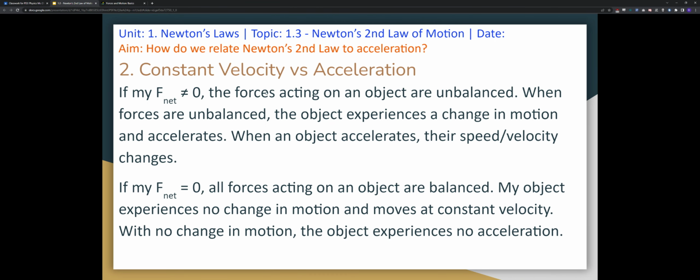All right, let's go back to this. Here is a summary of what happens when your F net is not equal to 0 and when your F net is 0. Feel free to pause the video to read the entire thing because I'm not going to repeat it. It's too much.